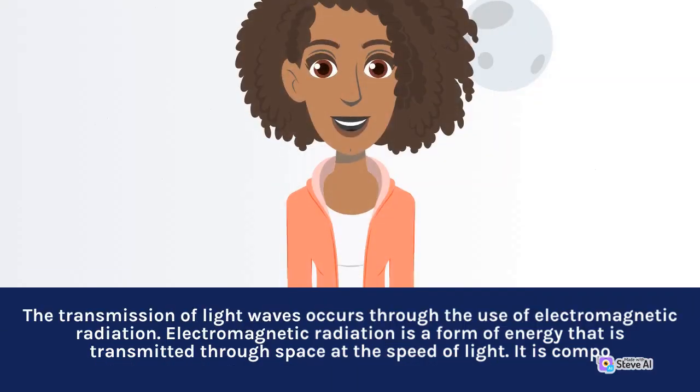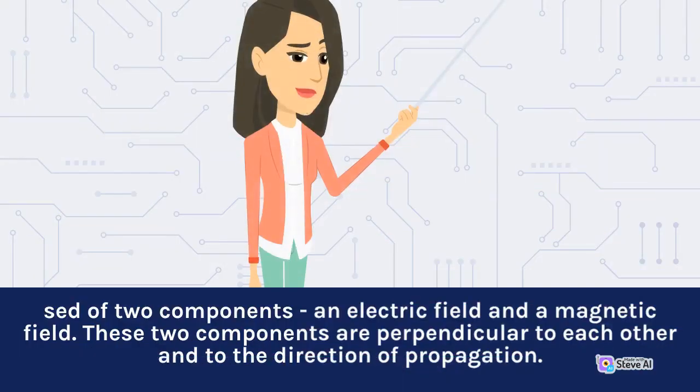The transmission of light waves occurs through the use of electromagnetic radiation. Electromagnetic radiation is a form of energy that is transmitted through space at the speed of light. It is composed of two components, an electric field and a magnetic field. These two components are perpendicular to each other and to the direction of propagation.